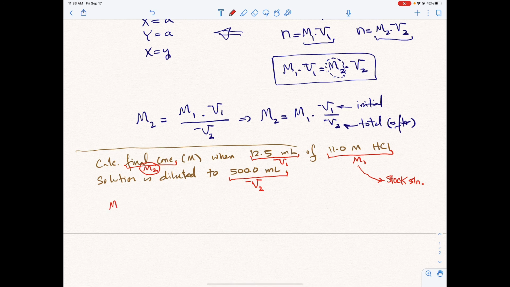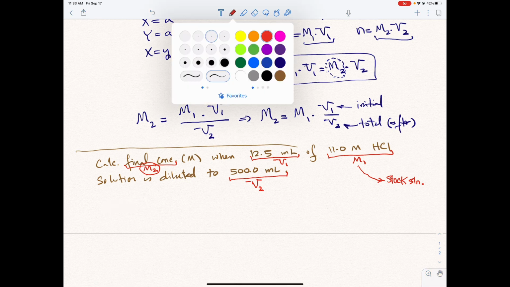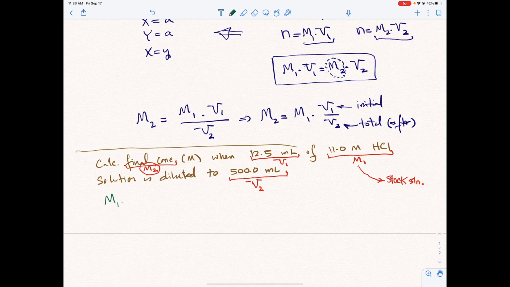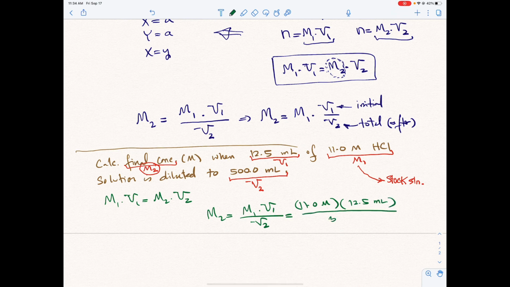So you can solve it as M2 is equal to, well, write the equation the way we wrote it. So M1 V1 is equal to M2 V2. So M2 is equal to M1 V1 divided by V2. My M1 is 11 molarity. My V1 is 12.5 milliliter. And my V2 is 500 milliliter.